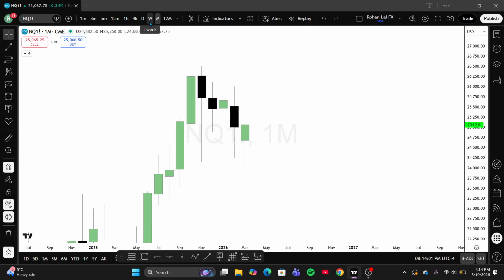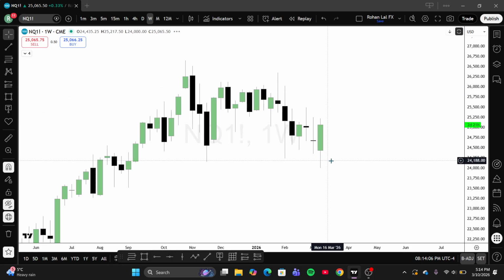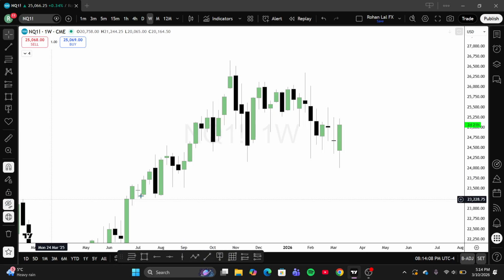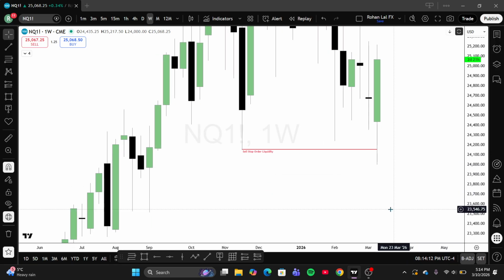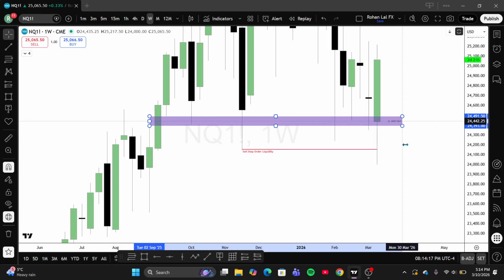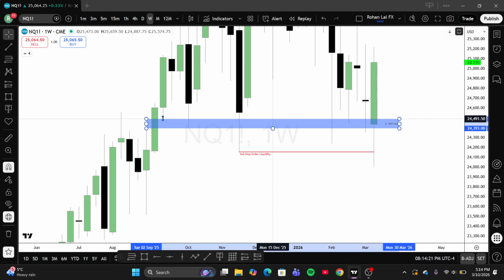If we drop down onto the weekly, I do not see very many PD arrays here, but on the left side of the chart we have a weekly buy side imbalance, sell side inefficiency. It's a smaller one, but it is still valid, and we can see all bodies respecting this inefficiency from the left side of the chart.